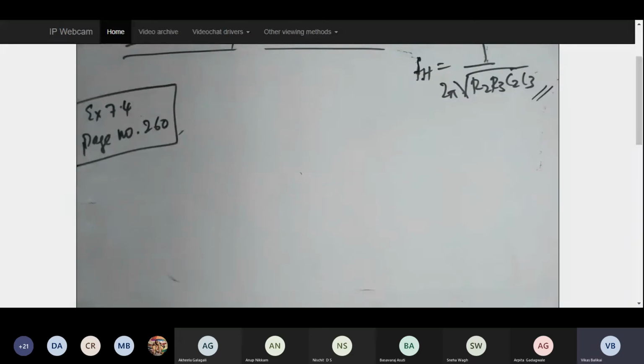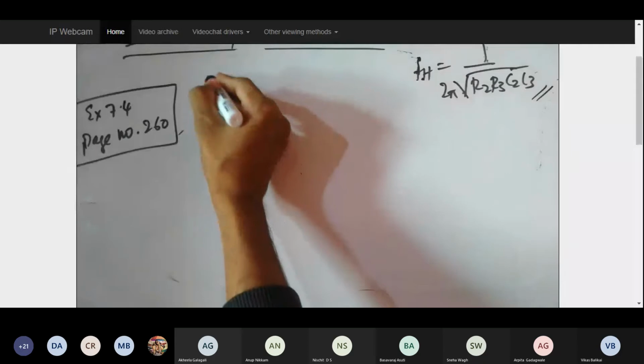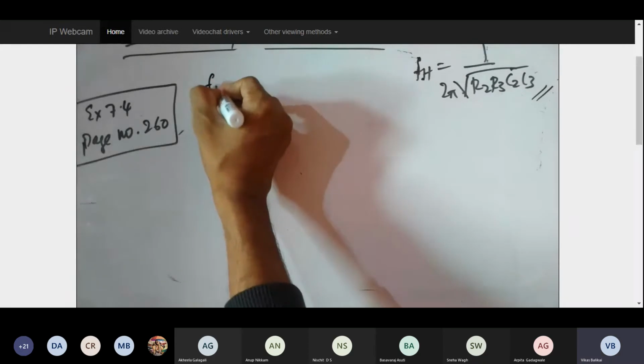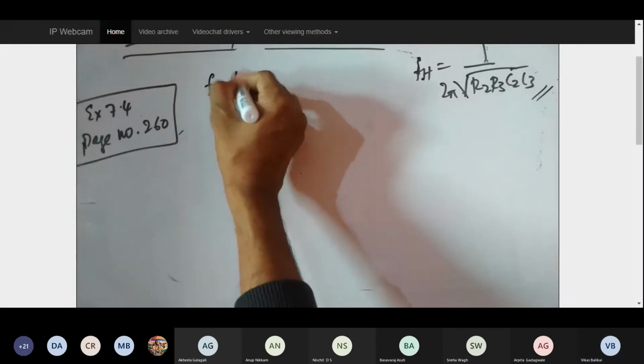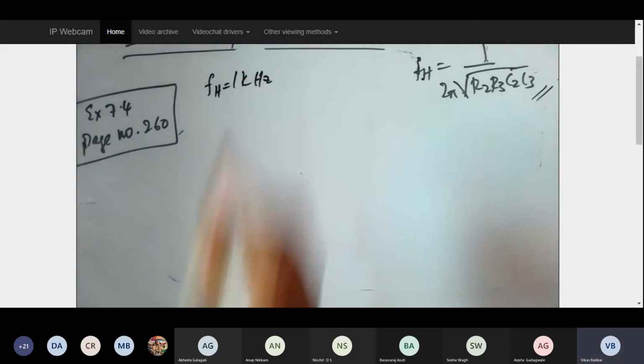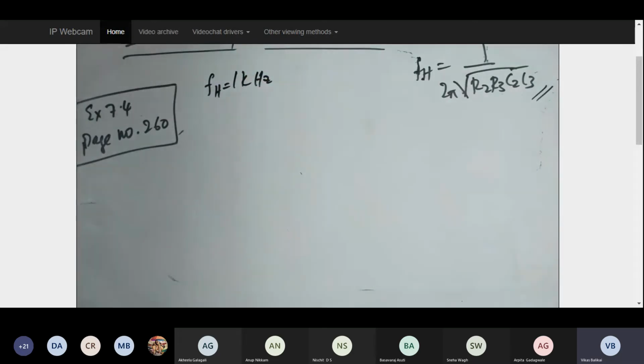whatever I'm going to solve over here. Fine. The question goes like this: design a second order low pass filter at a higher cutoff frequency of 1 kilohertz. Very simple thing. What he has mentioned is you are supposed to design the second order low pass filter with a higher cutoff frequency of 1 kilohertz. So this is what he has given.